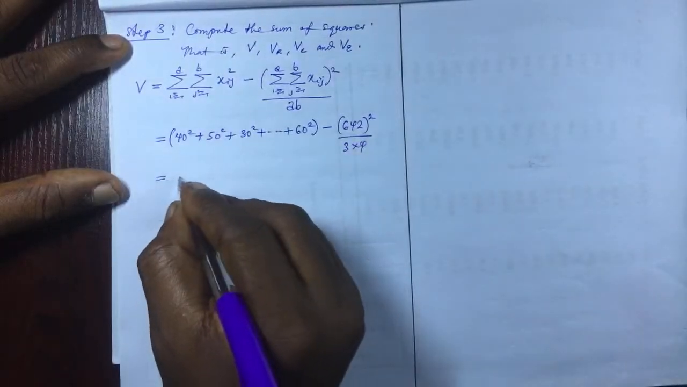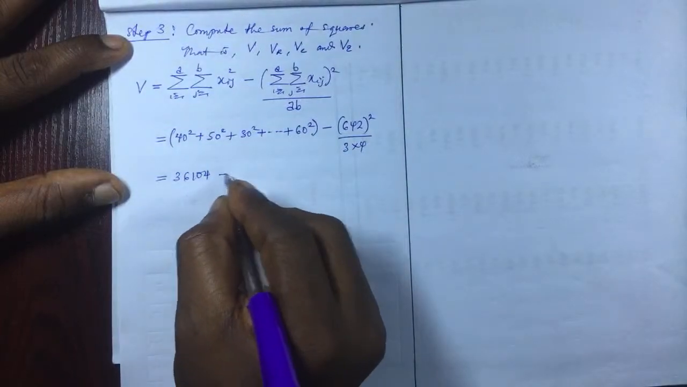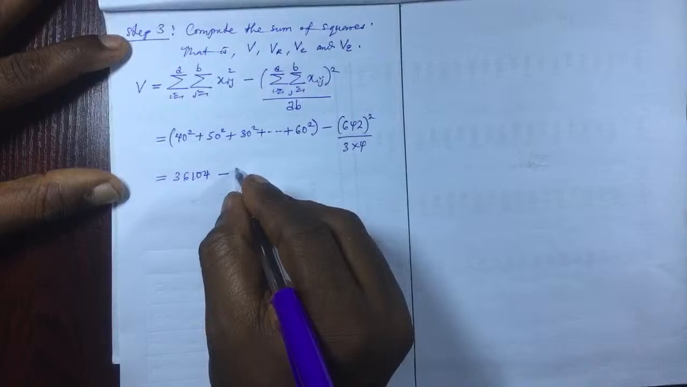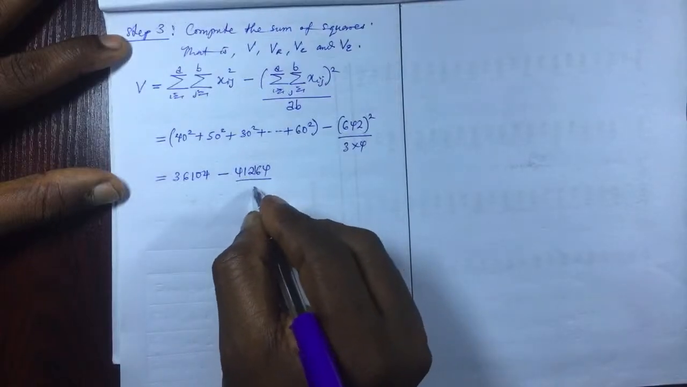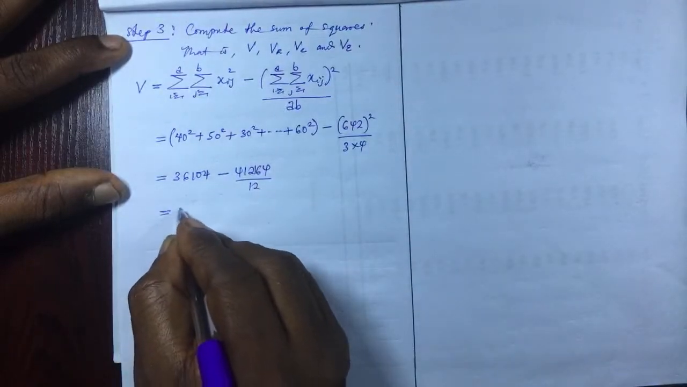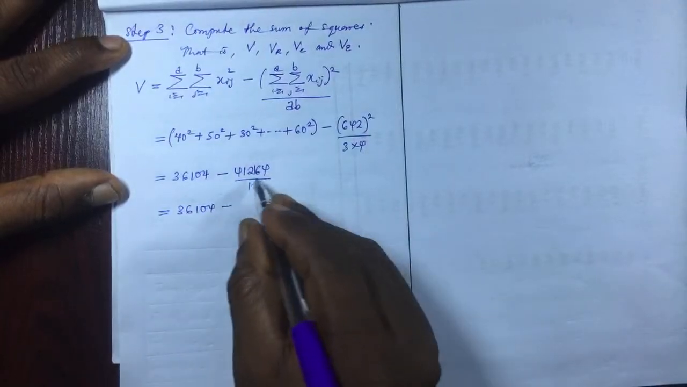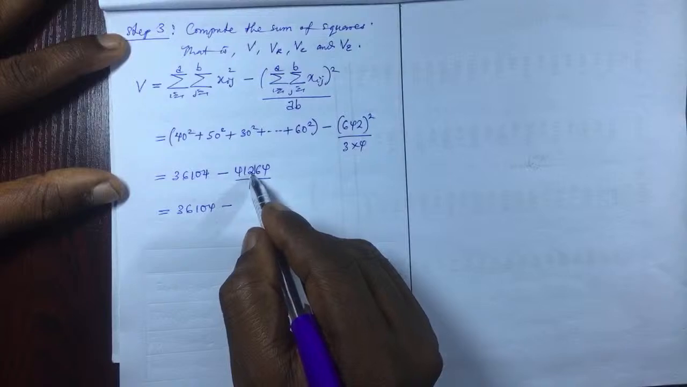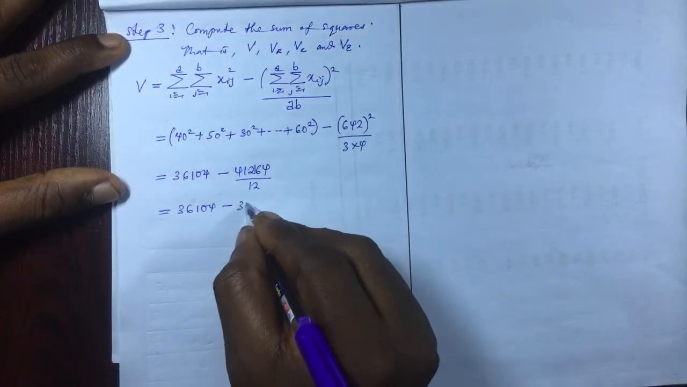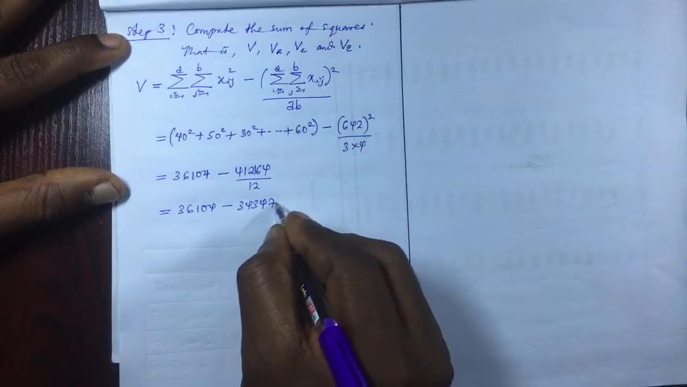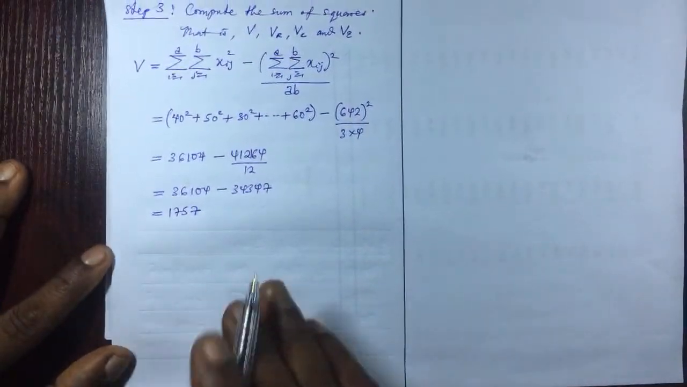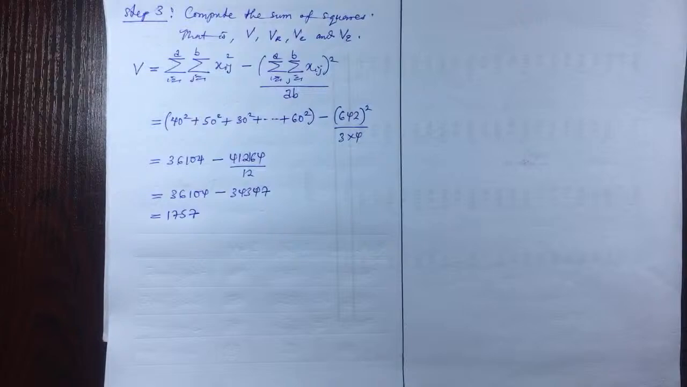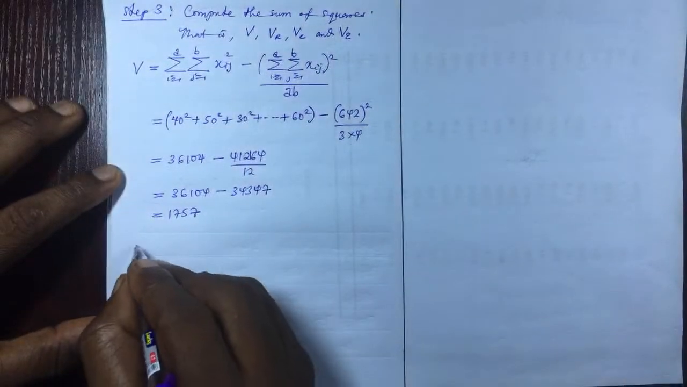And that will give me a total of 36104 minus the square of this, 412164 divided by 12. So simplifying that gives you 36104 minus 34347, and that simplifies to 1757. This is the final value you would get for your total variation, and that will now bring me to the next. Now you are going to compute VR.